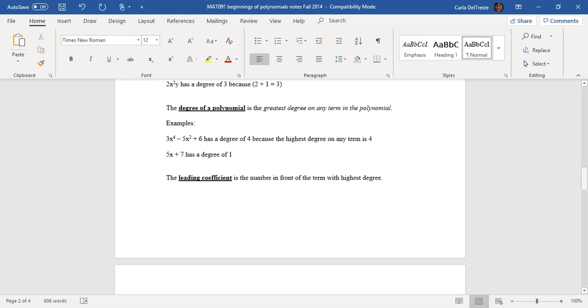The leading coefficient is the number in front of the term with the highest degree. So as soon as you spot that highest exponent, it's going to be that coefficient of that term. That's your leading coefficient.